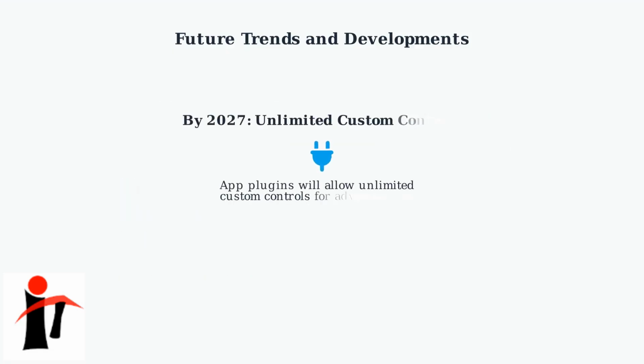Looking further ahead to 2027, Tesla plans to introduce unlimited custom controls through app plugins. This will give power users the ability to create highly personalized shortcuts tailored to their specific needs and routines.